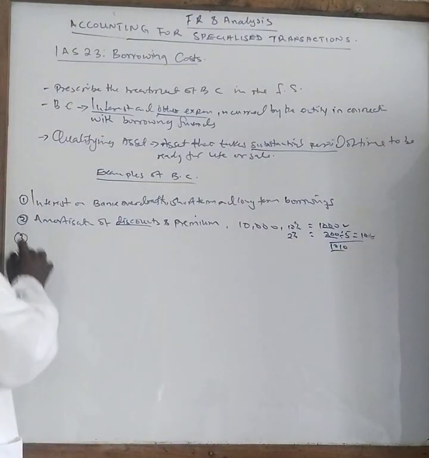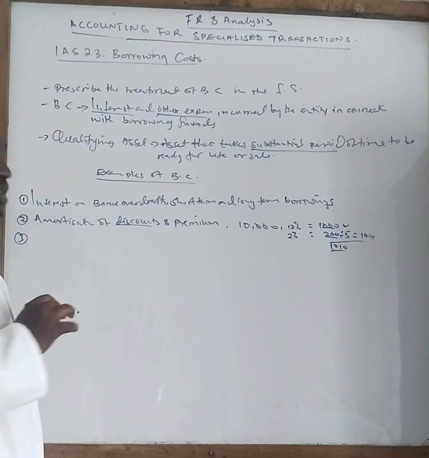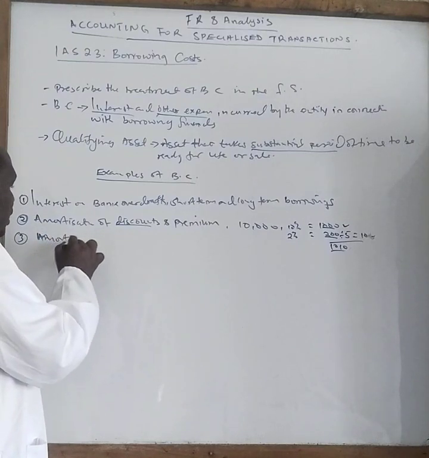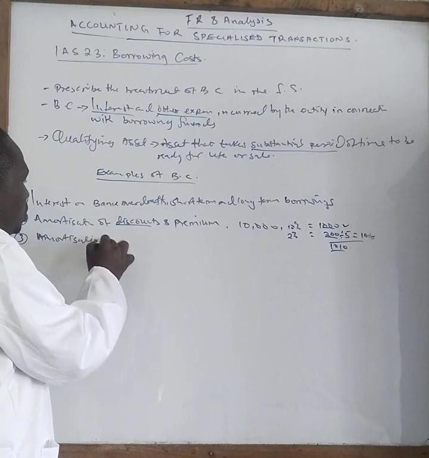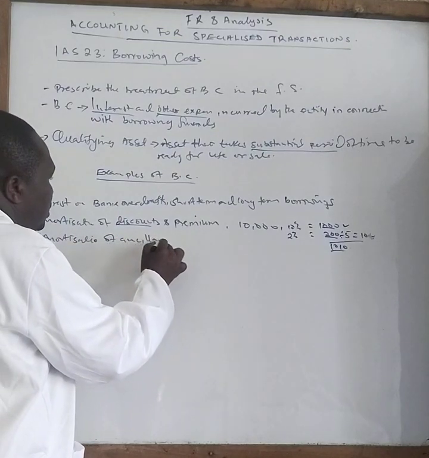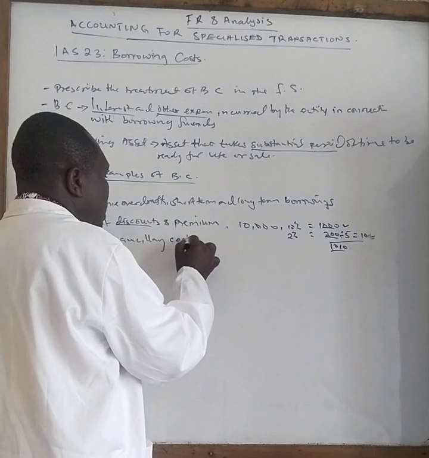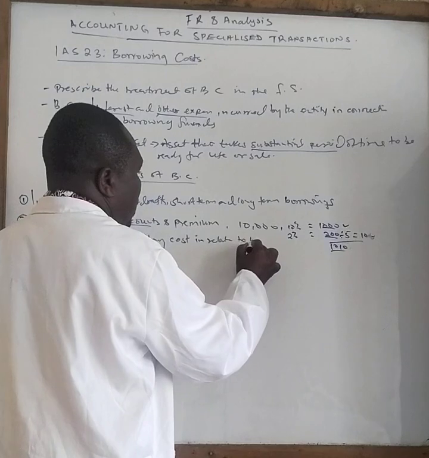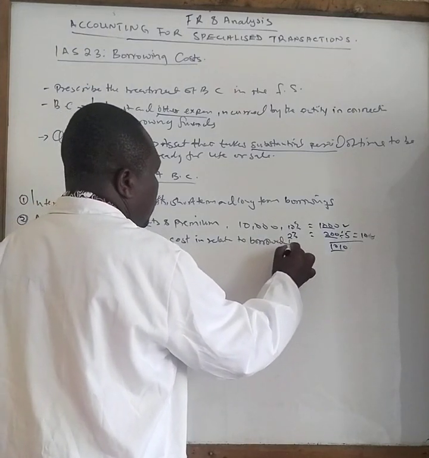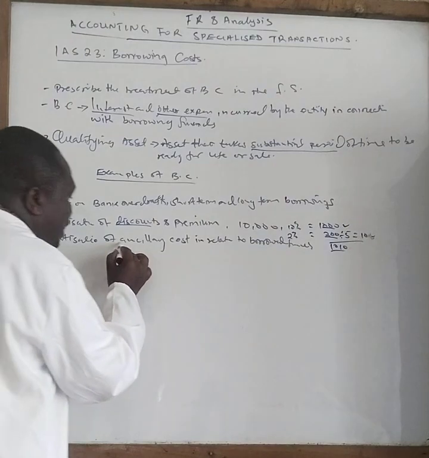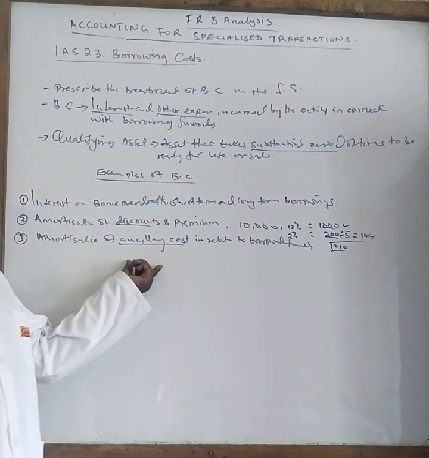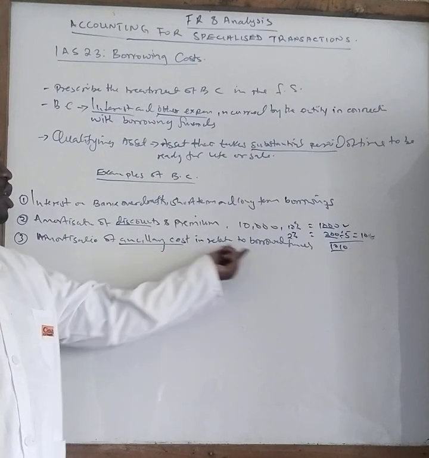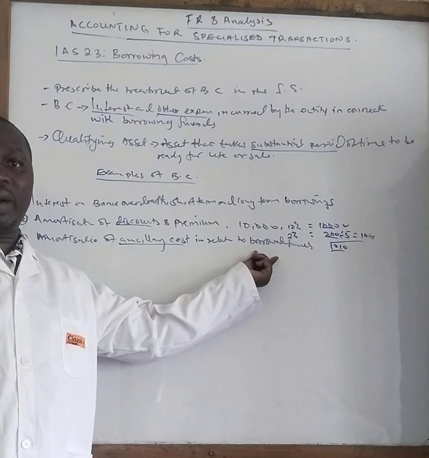Now the second type of cost is amortization of auxiliary costs in relation to borrowed funds. Now, when you talk about auxiliary costs here, we are referring to the preamble or preliminary cost incurred before the borrowed funds is received by the organization.